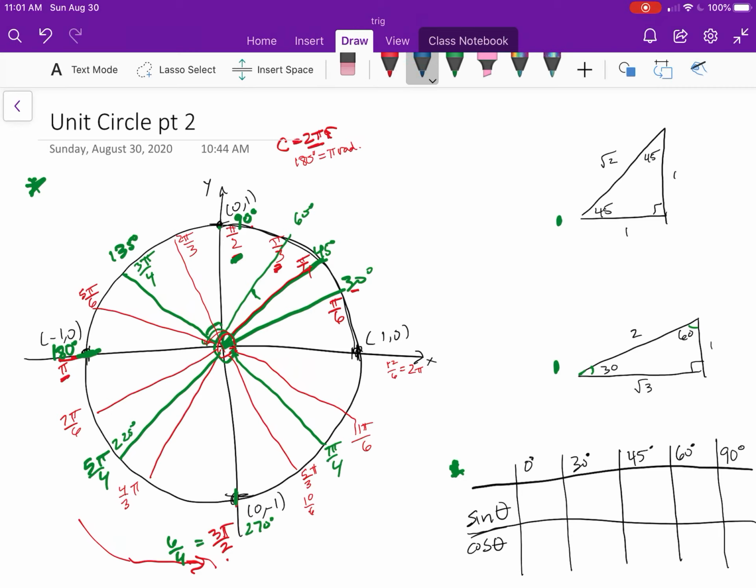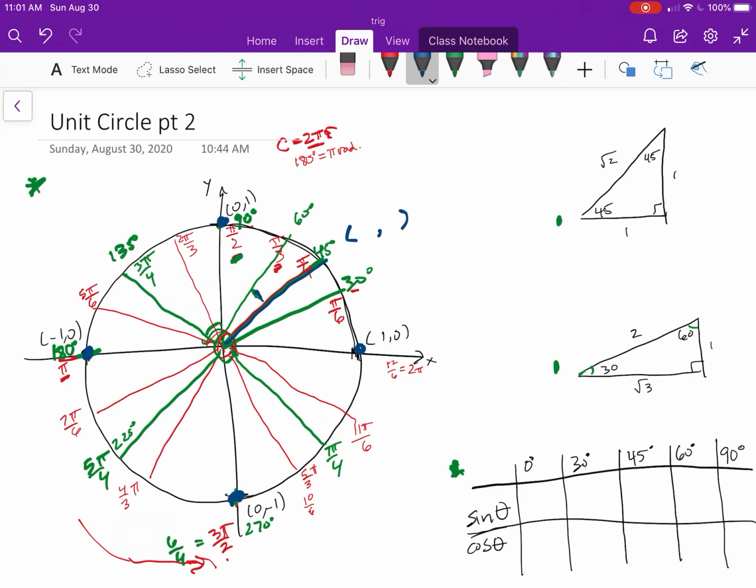Okay, I'll switch to blue. We have the 4 easy points: 1, 0, 0, 1, negative 1, 0, 0, negative 1. But how do you know what the coordinates are for this 45-degree angle here, right? I know the radius is 1. We talked about that because it's a unit circle. But how do we get the x and the y?